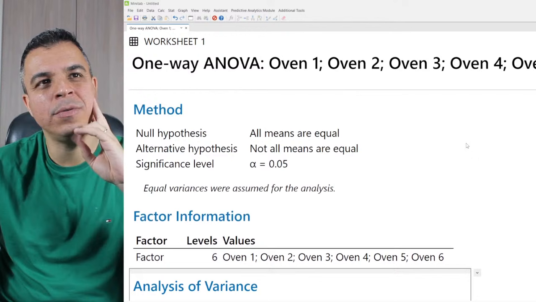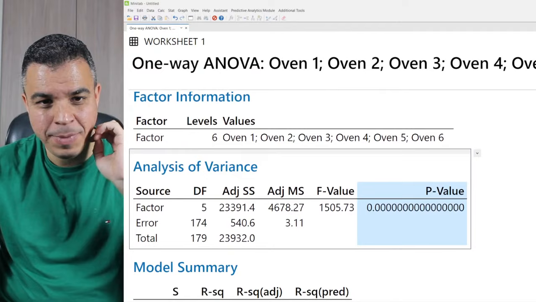So what does it mean in practical terms? There is at least one oven that has an inferred, projected population temperature that is significantly different from another oven. There is.